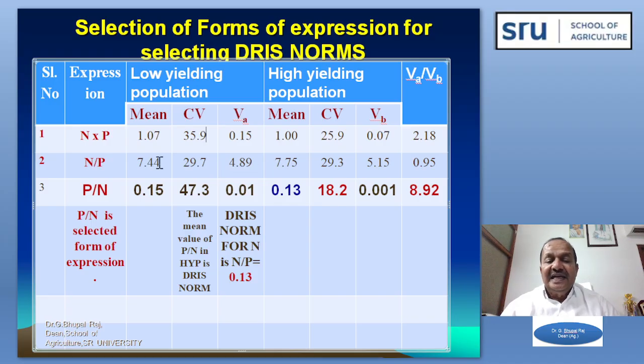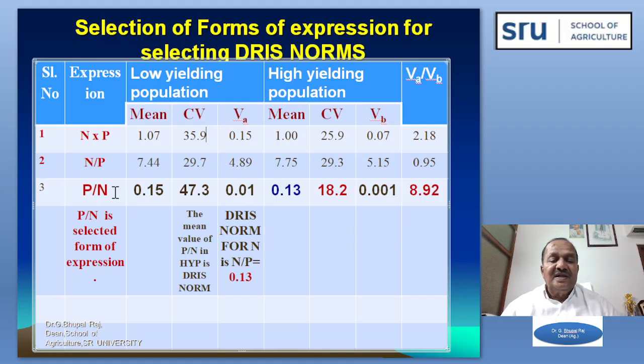Similarly, the N by P mean value for the high yielding population is 7.75. With respect to the coefficient of variance, the values are 29.3 and 5.15. So the variance ratio of the low yielding population divided by the variance ratio of the high yielding population, that is 4.89 divided by 5.15, gives us 0.95.